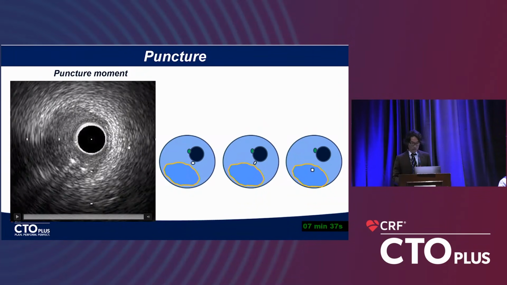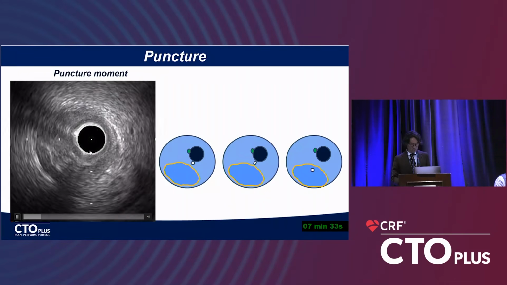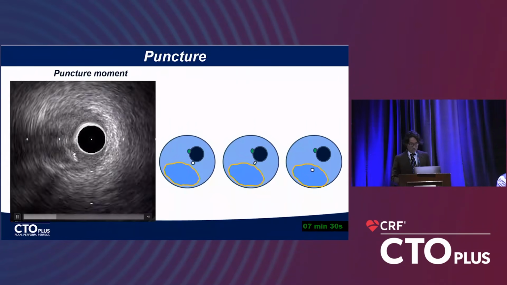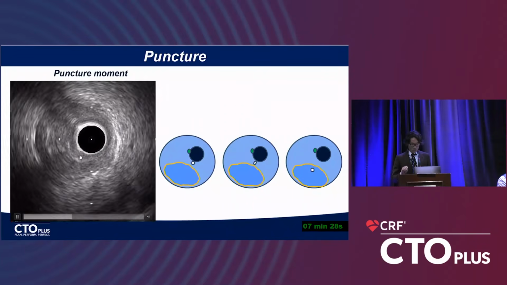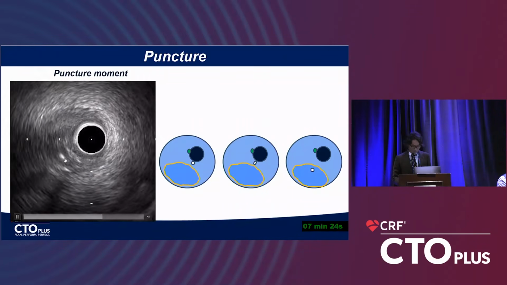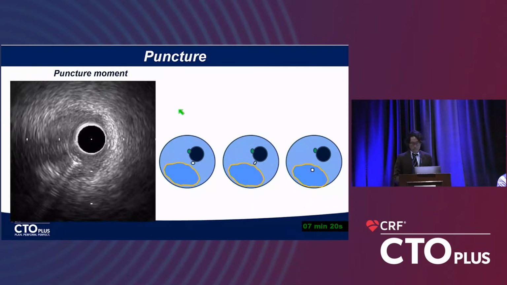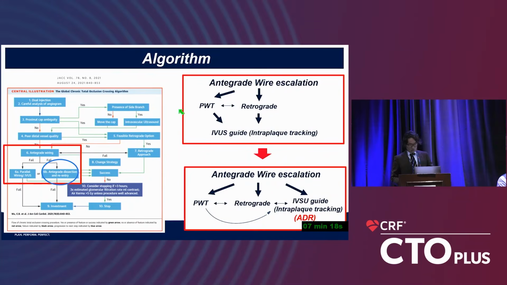So now I will show again. The guide wire, IVUS is located in the subintimal space, and that is the second guide wire. I navigated clockwise, towards 8 o'clock, and then I punctured and went from the subintimal space to the true lumen. This is a tip detection ADR.